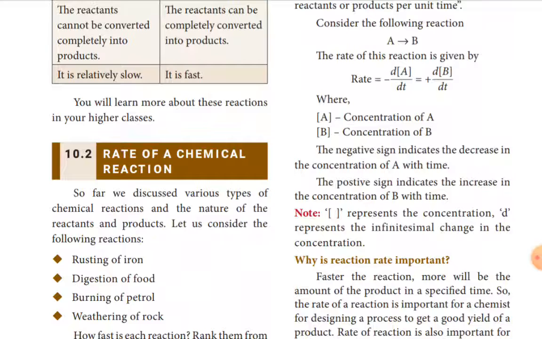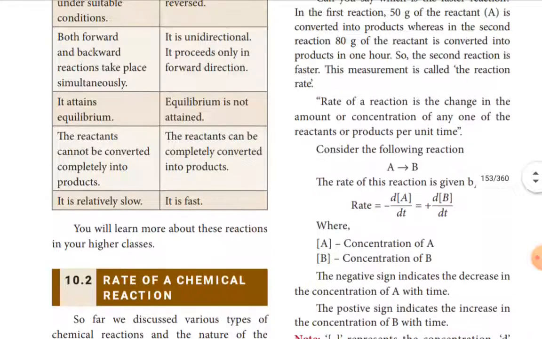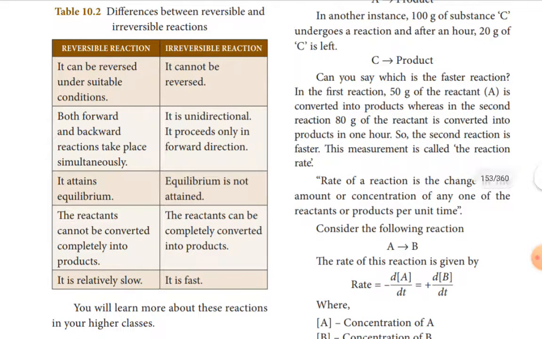And the rate of chemical reaction is important. Rusting of iron and digestion of food are all oxidation reactions, combustion reactions. Burning of petrol is a combustion reaction. So the rate of reaction is very important.